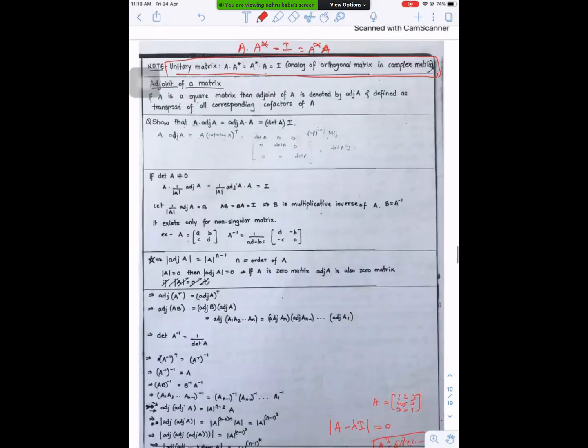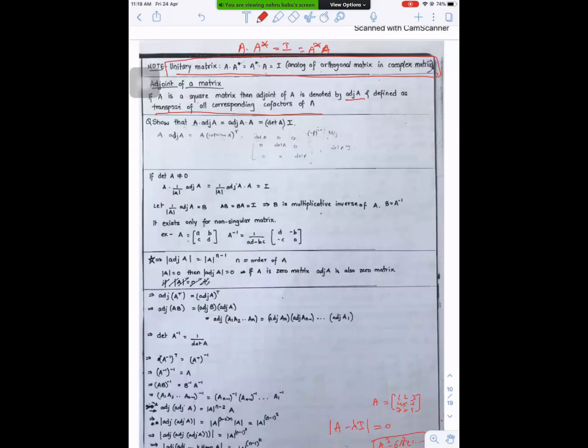Next, adjoint of a matrix. If A is any square matrix, then the adjoint of A is denoted by ADJ of A, and it is defined as the transpose of the matrix of all corresponding cofactors of A. The transpose word is coming here, so all reverse laws will come.